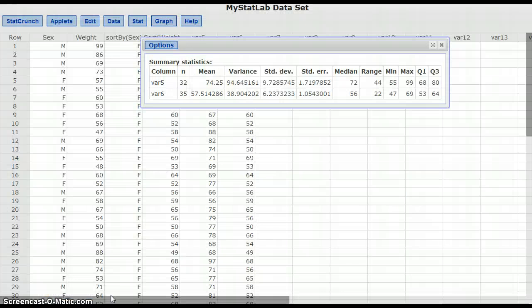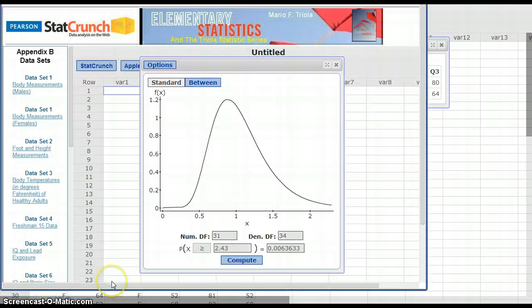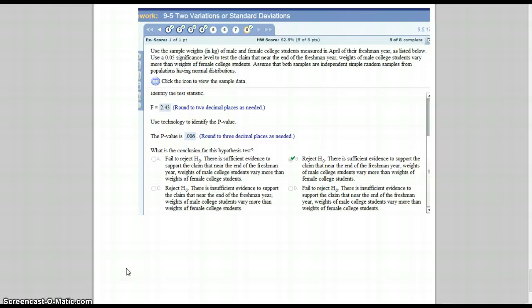So if I took 9.72 and squared it and divided it by 6.237, if I took the two deviations squared, which is the variance. Squaring the standard deviation gives you the variance. If I take those and find that ratio, that is the F statistic. So if I took 94.64516 divided by 38.90, I would get right here, this 2.43.